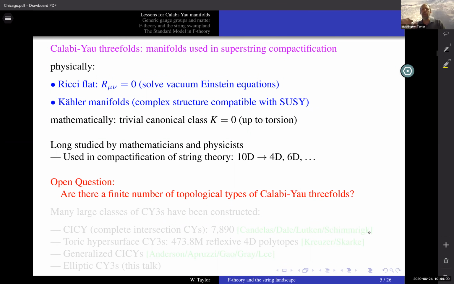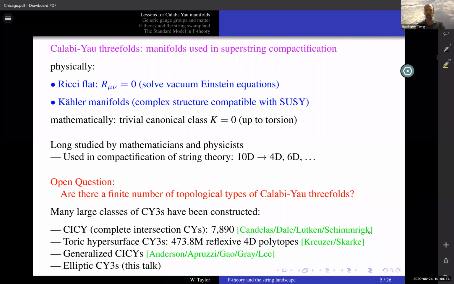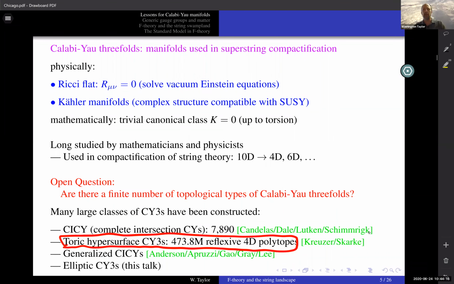Although we don't have a complete classification, there are very large classes that have been constructed. They're the so-called complete intersection Calabi-Yaus. The biggest set is the set of toric hypersurface Calabi-Yaus. So using toric geometry, you construct a toric variety, look at a hypersurface, and there's almost 500 million polytope constructions of this. There are also generalized CICYs and then elliptic Calabi-Yaus, which I'll talk about today.